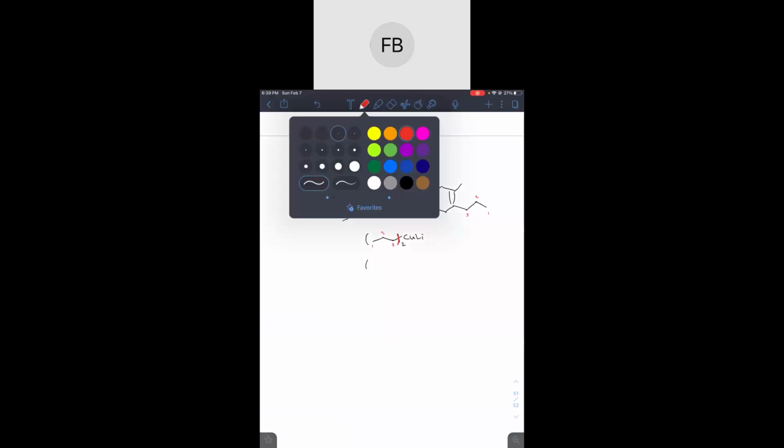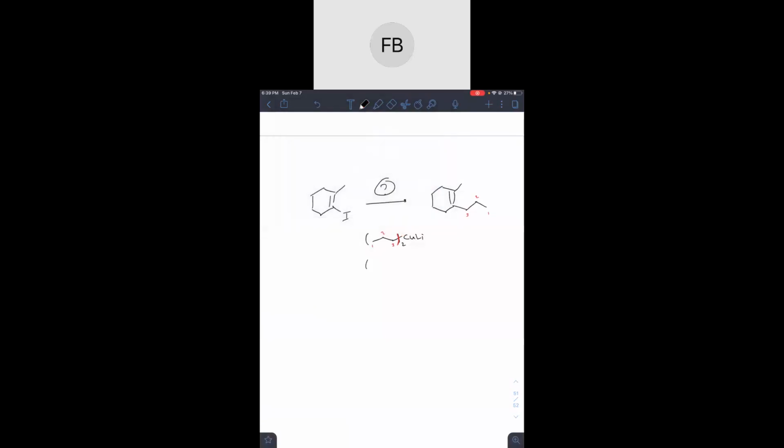And going back to if you wanted to do condensed instead, you would do CH3, CH2, CH2, and then you'd close that. 2 of them is CuLi. So those are your 2 options.